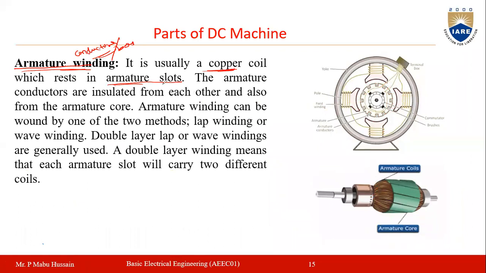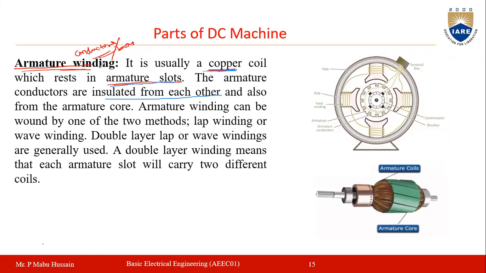So in the slots of your armature, you can place the armature winding or armature conductors, and these will be made up of copper material. This copper material will be wound inside the slots of your armature. These armature conductors are also insulated from each other, so while placing them, they will be insulated.